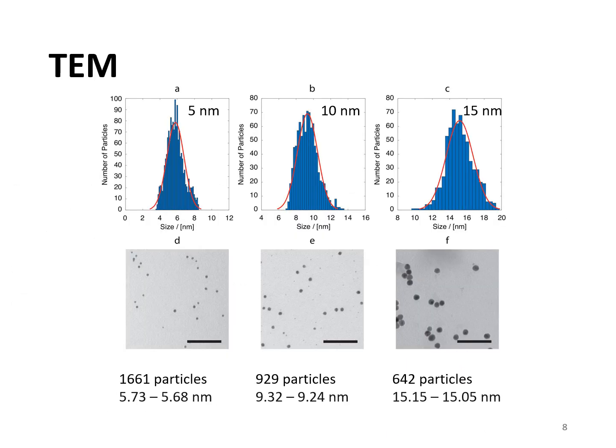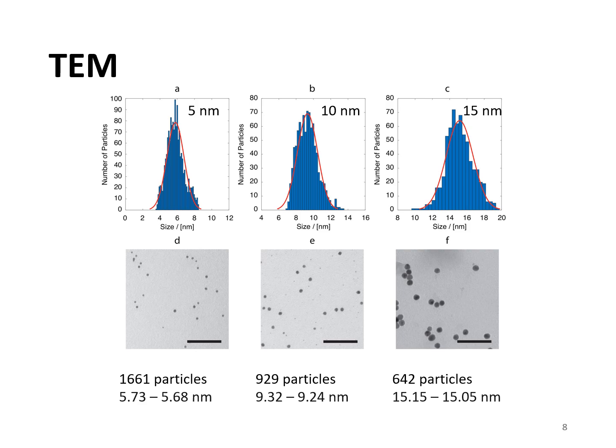After measuring the three different sizes of gold nanoparticles using TEM, we obtained the corresponding size distribution graphs. On average, the measured range for 15 nanometer gold nanoparticles was 15.15 to 15.05 nanometers, indicating very high accuracy.